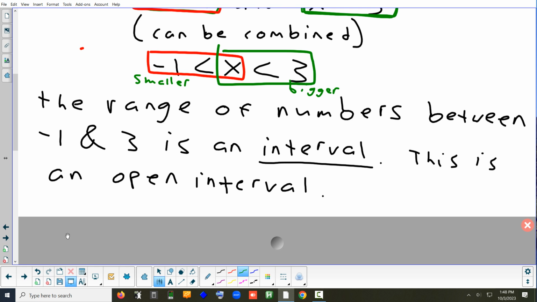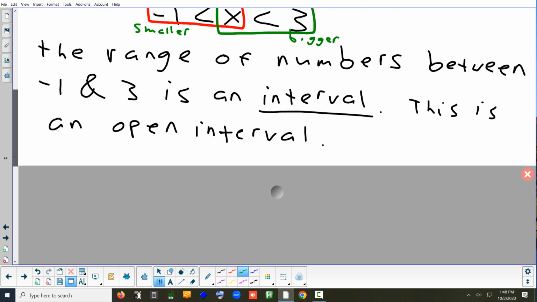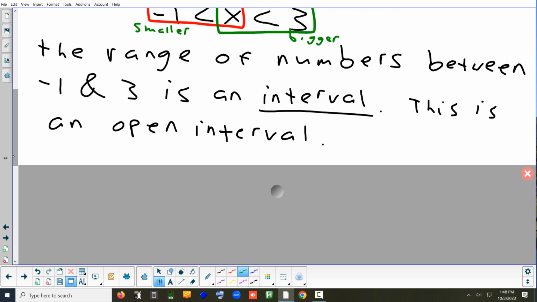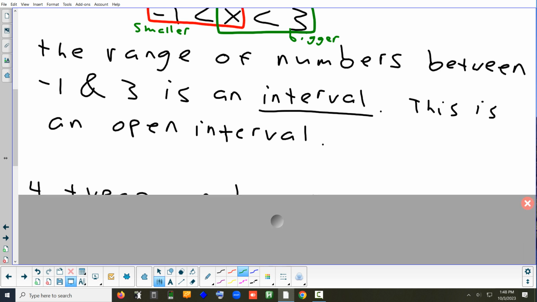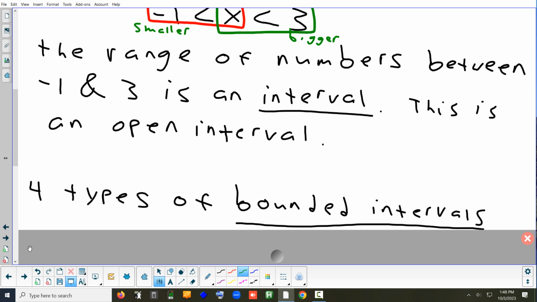Anyone have a guess what you'd call it if it did include the number on each end? Closed. Yep, it's called a closed interval. So we're gonna talk about 4 different types of intervals. Open and closed are 2 of the types. And these all fall under the category of what we call bounded intervals.